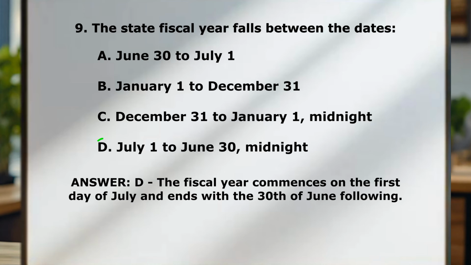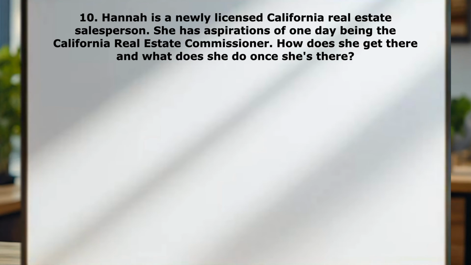The answer is D. The fiscal year commences on the first day of July and ends with the 30th of June following. So keep in mind, calendar year, January 1st to December 31st. State fiscal year, just remember July 1st to June 30th. You'll be good. Question number 10. Hannah is a newly licensed California real estate salesperson. She has aspirations of one day being the California Real Estate Commissioner. High hopes, Hannah. We'd love to see that. How does she get there, and what does she do once she's there?